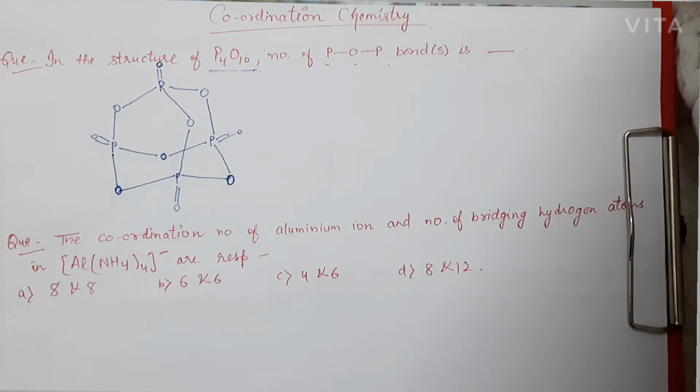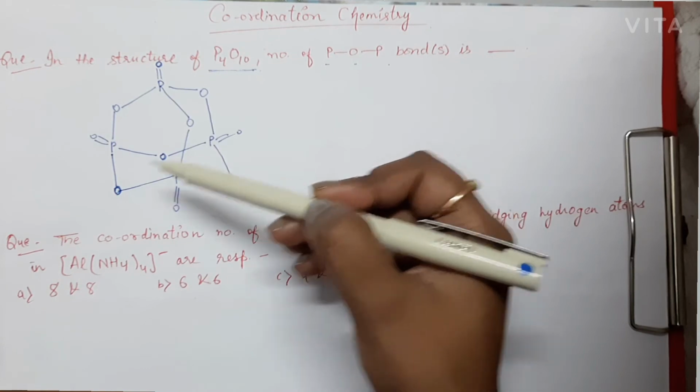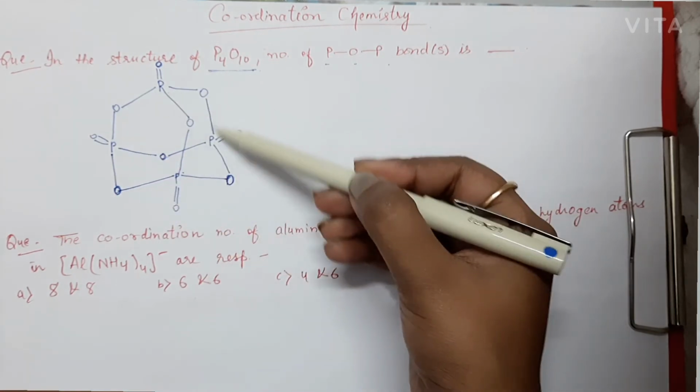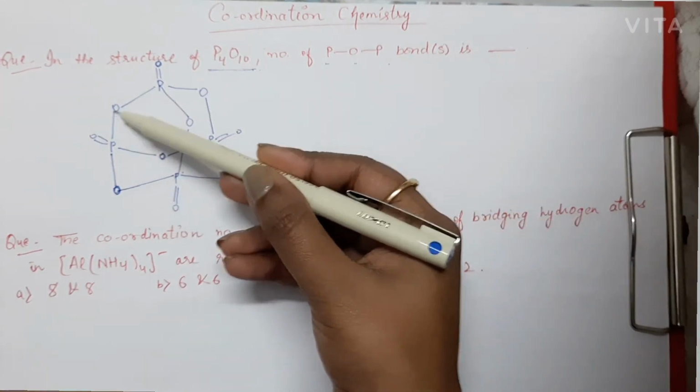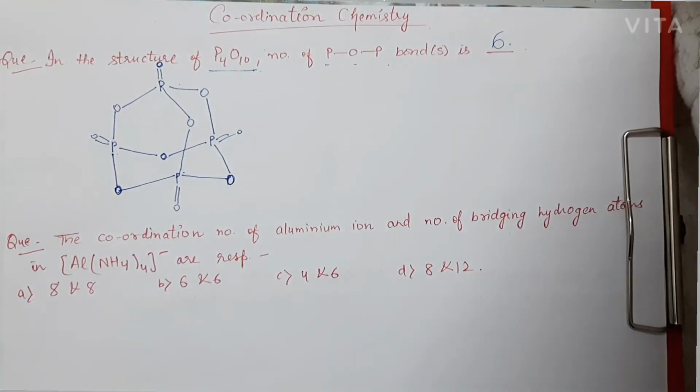So you can go ahead and watch the videos of coordination chemistry, there we have discussed these types of structures. So in order to answer these types of questions, you should know about the structures of these molecules. So now you can count the number of POP bonds. So it will be 1, 2, 3, 4, 5 and 6. So the answer is 6. Right, with this we'll move on to the third question.